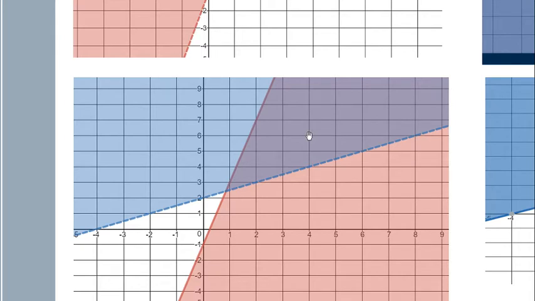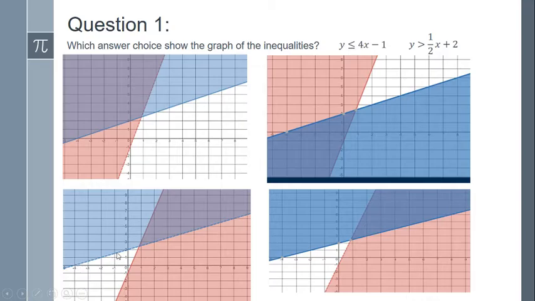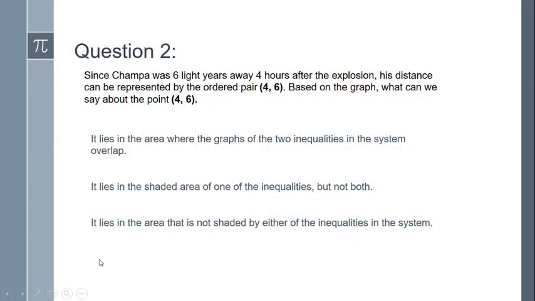Notice that that is in the overlap, right? This is where the shading overlaps. That point is right there. So when I go back to the previous question, what can we say about that point? So here's my options. It lies in the area where the graphs of the two inequalities in the system overlap. Yes, it does, right? They overlap there.